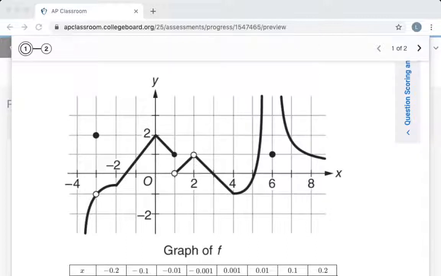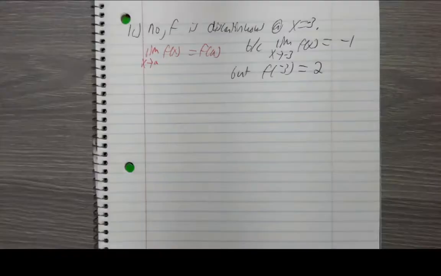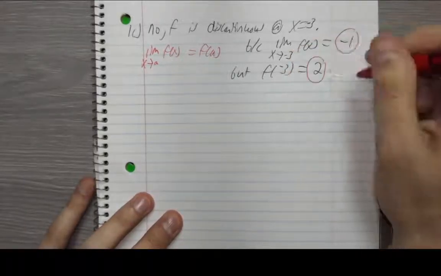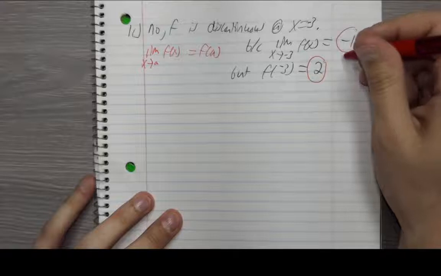But f of -3 is equal to that filled in dot. So you can see at x equals -3, at 2 there is a filled in dot. That's what the point is actually defined as. So f of -3 is equal to 2. So because the limit is equal to -1, and the actual point is defined at 2, these are not equal.